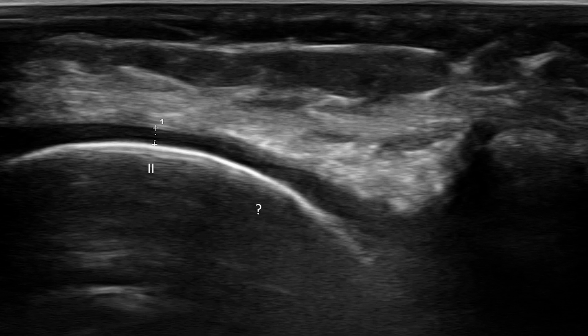In this longitudinal view over the medial femoral condyle, grade 2 chondromalacia is marked. To the right, an area may appear more abnormal. However, this region illustrates the importance of probe alignment.